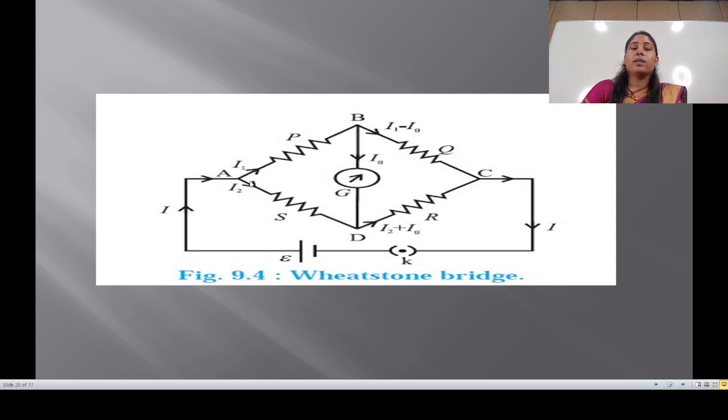Through resistance P, current I1 is flowing. Through resistance Q, current I1 minus Ig is flowing. Through G, current Ig is flowing. At D, the resistance R is connected with current I2 plus Ig, and through S, current I2 is flowing. So this is the arrangement.